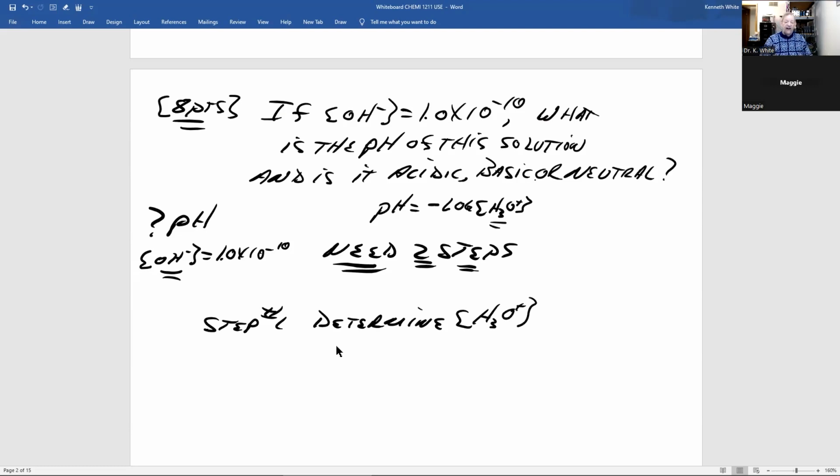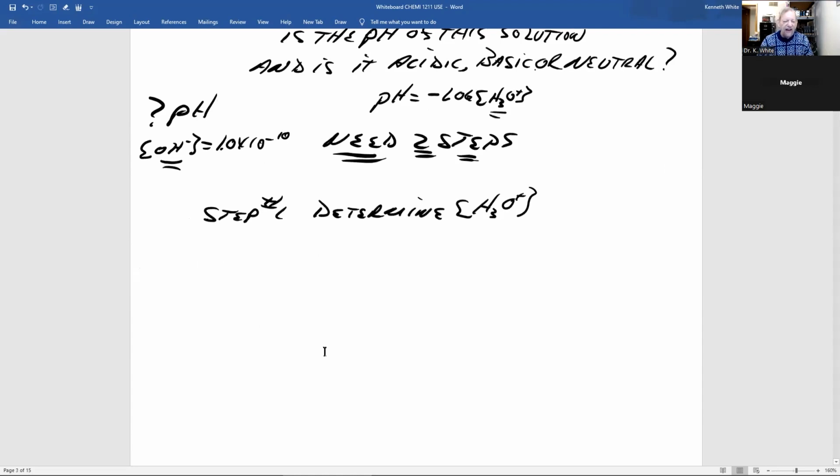We have to find the hydronium ion concentration, H3O plus. And how do we do that? Well, we know hydroxide times hydronium ion concentration, and it doesn't matter which order you put. You could have put the hydronium first, equals 1.0 times 10 to the minus 14.